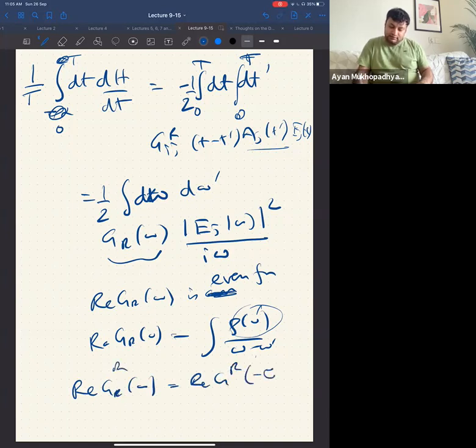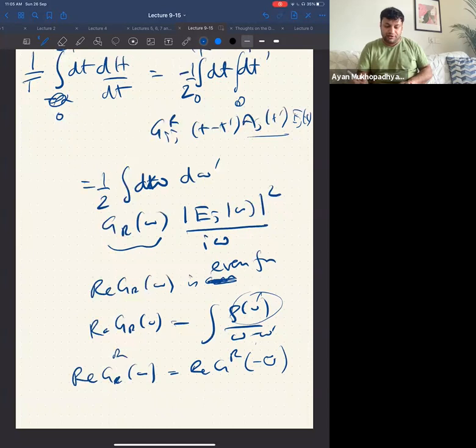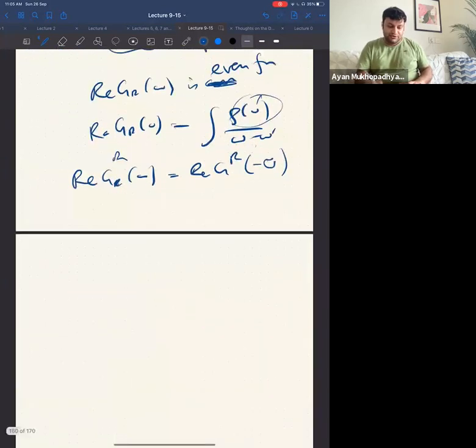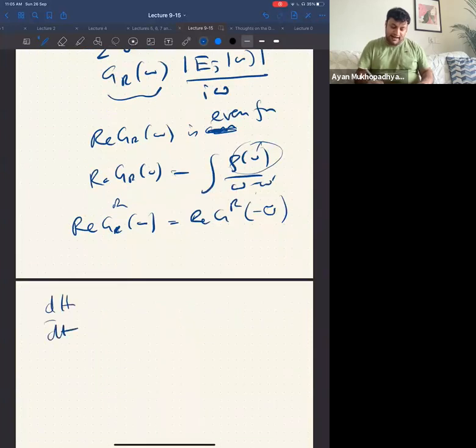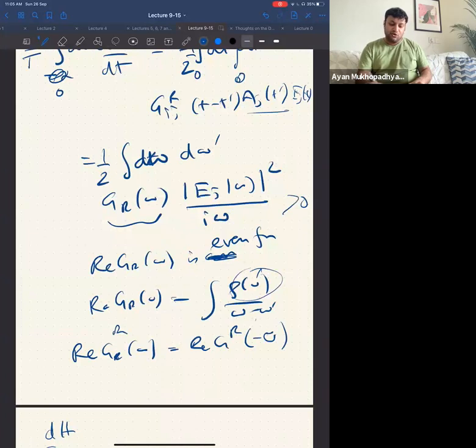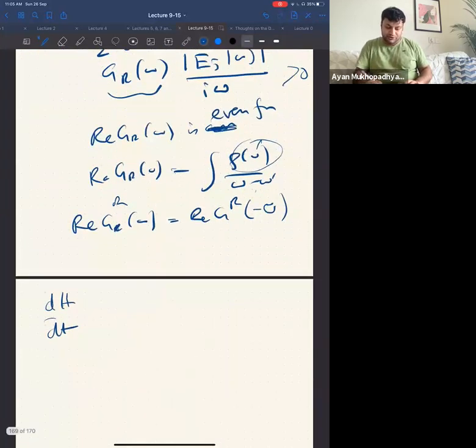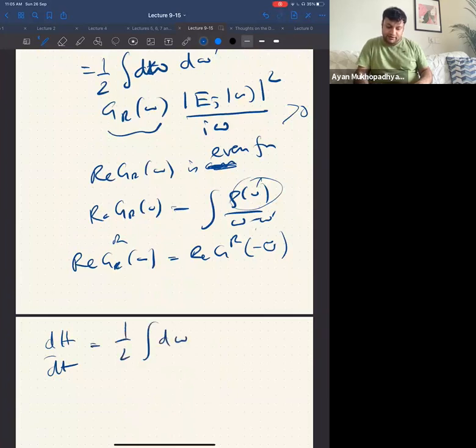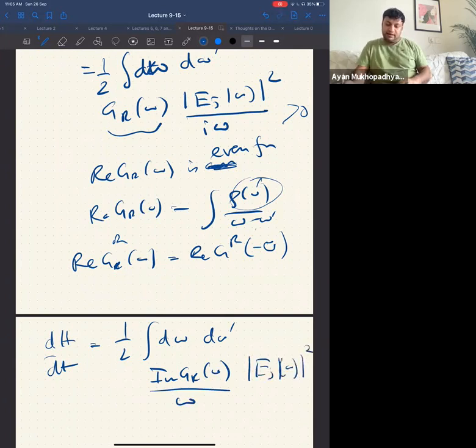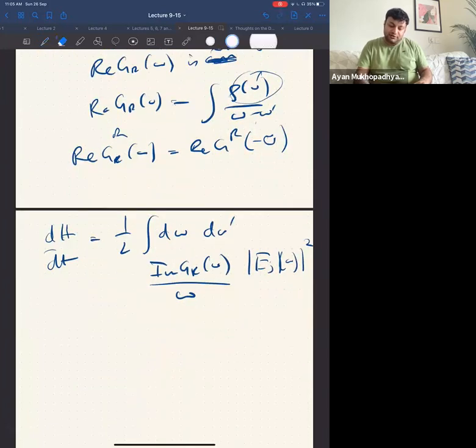So now when you do this integration, you will see that the real G^R doesn't contribute, and the contribution comes only from the imaginary part. So essentially the dissipation, this integral, will always be positive, because rho(omega) by omega is so. Anyway, to conclude, you will see that this is half of T, omega, d omega prime, and imaginary G^R(omega) by omega, mod of E_j(omega) squared. Now you see that the imaginary G^R(omega) by omega is always less than 0, because this is rho(omega), and rho(omega) is minus rho(minus omega). So essentially you always get a minus sign here.